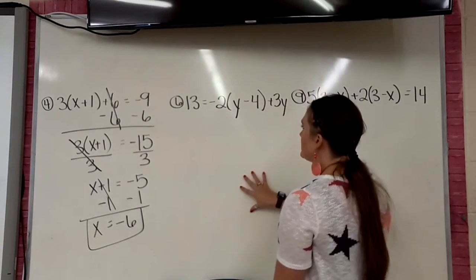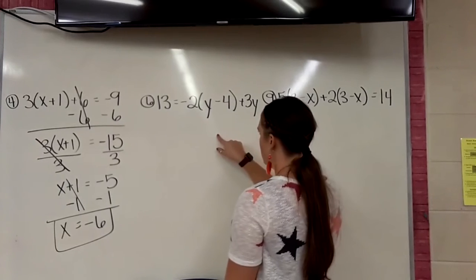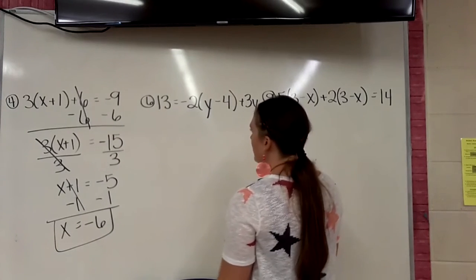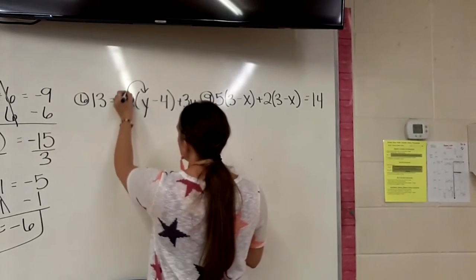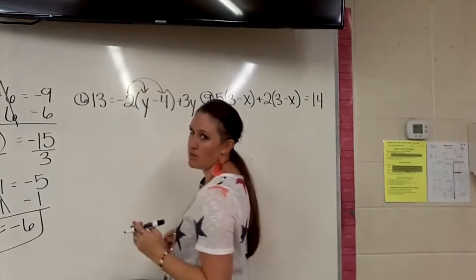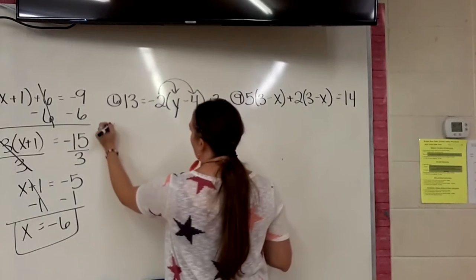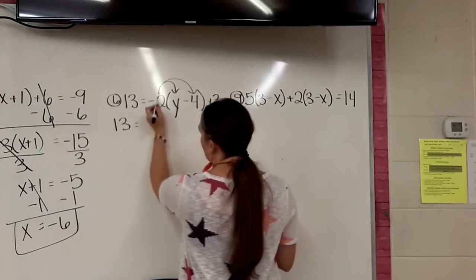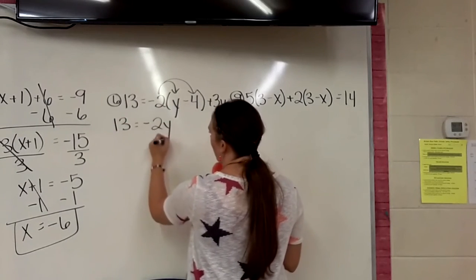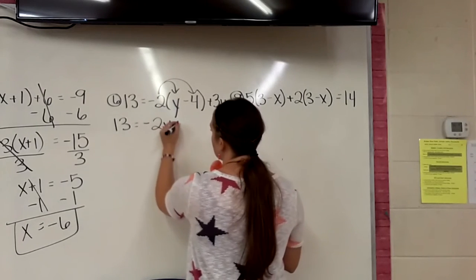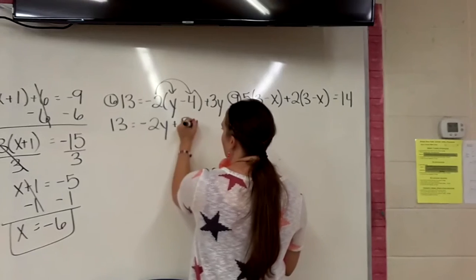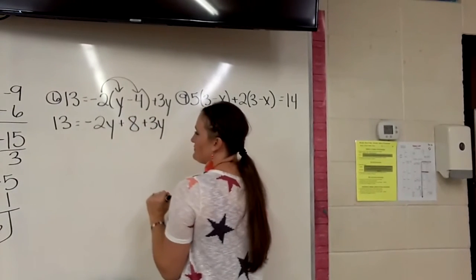Okay, on number 6, this time we have 2 y's. So on this one, I'm going to distribute. So this negative 2 is getting multiplied by everything in parentheses. So I have 13 equals negative 2 times y, which is negative 2y. Negative 2 times negative 4 is positive 8, so plus 8. And then I have plus 3y out to the side.